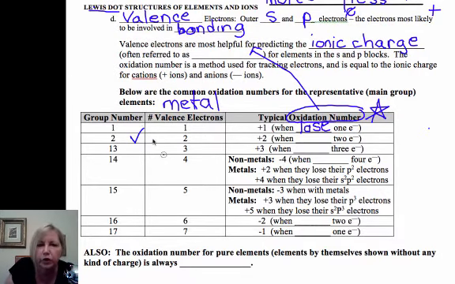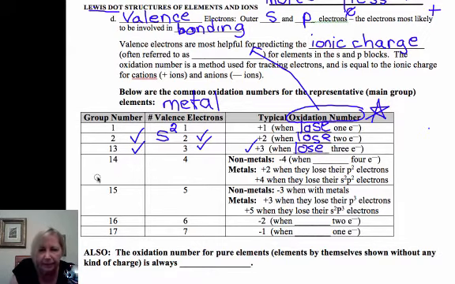Okay, group 2 metals have 2 valence electrons. Their configuration ends in S2. So they have 2 valence electrons. They become +2. They're becoming less negative, so they lost 2 electrons. Group 13, we're not going to talk about the transitions. Valence electrons aren't helpful so much for them. So they have 3 valence electrons. They lose those 3 valence electrons and become +3.